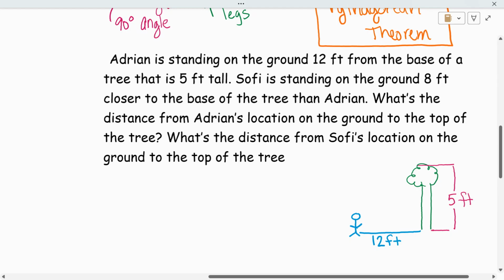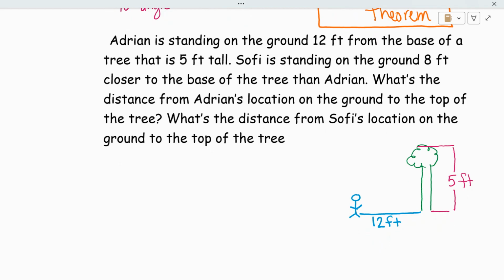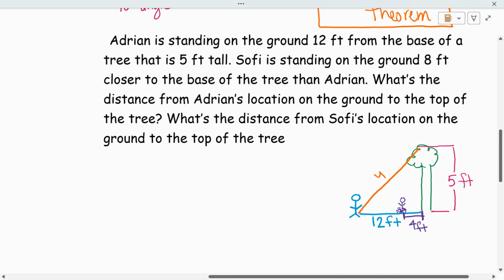Sophie is standing on the ground 8 feet closer to the base of the tree than Adrian. So if Adrian is 12 feet away, how far away is Sophie? 4 feet away. She's 8 feet closer. So here's little Sophie, and her distance is 4 feet. What is the distance from Adrian's location on the ground to the top of the tree? What is the distance from Sophie's location on the ground to the top of the tree? So we're asked to find this first, and then we're trying to find this second.